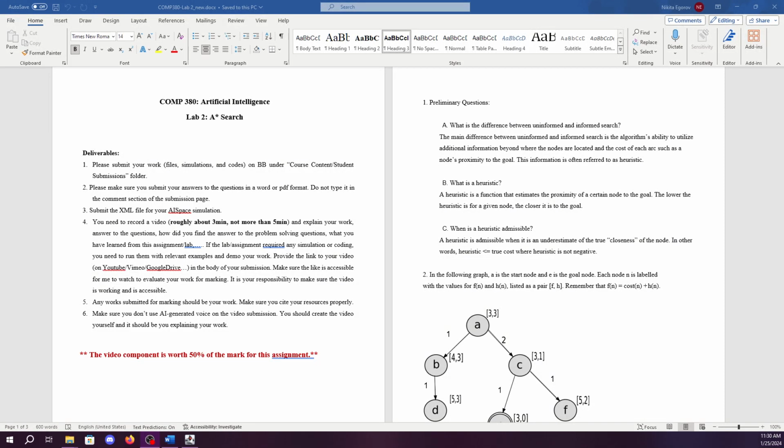This is lab 2 for Comp 380. This lab deals with informed search, in particular the A-star search algorithm. So here are some preliminary questions.